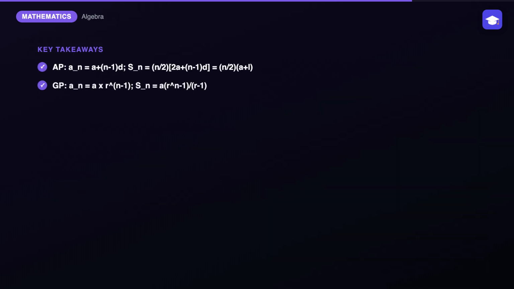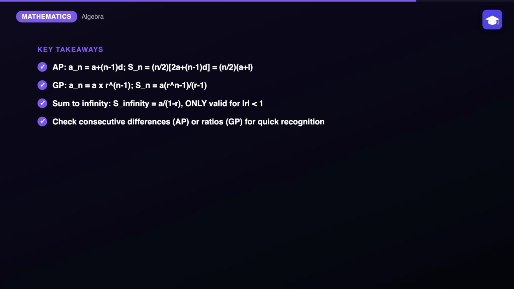Let's recap. Arithmetic progressions have a constant common difference, with nth term a plus (n minus 1)d and sum n over 2 times the first plus last term. Geometric progressions have a constant common ratio, with nth term a r to the power (n minus 1) and a sum to infinity formula a over (1 minus r) that only converges when the ratio's magnitude is less than 1. Quickly identifying constant difference versus constant ratio is the fastest path to choosing the correct formula set.